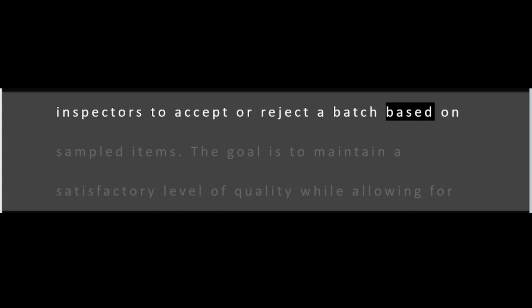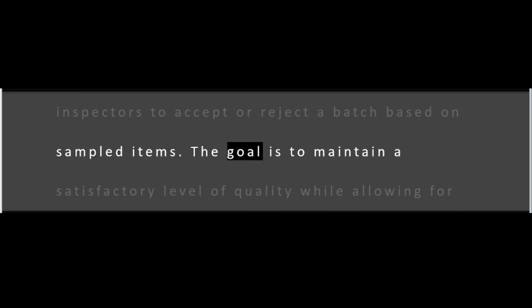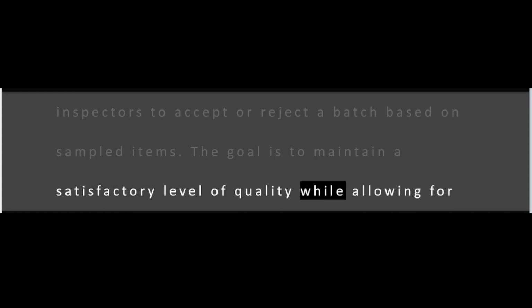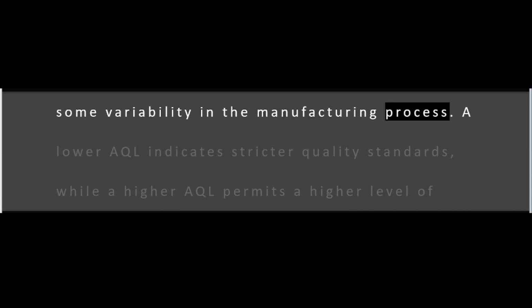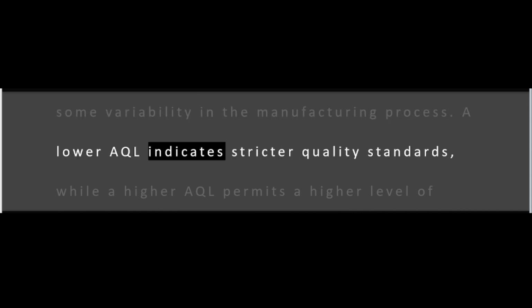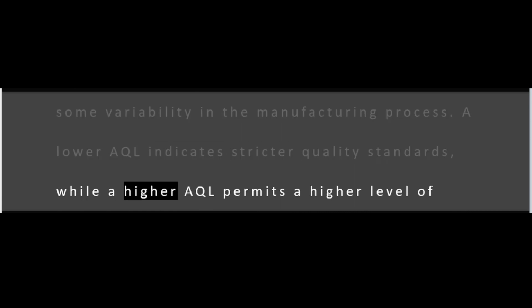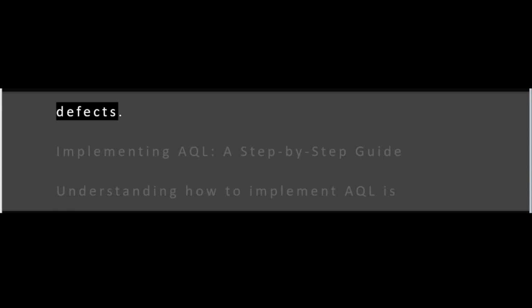AQL sets a tolerance limit, expressed as a percentage or numerical value, guiding inspectors to accept or reject a batch based on sampled items. The goal is to maintain a satisfactory level of quality while allowing for some variability in the manufacturing process. A lower AQL indicates stricter quality standards, while a higher AQL permits a higher level of defects.